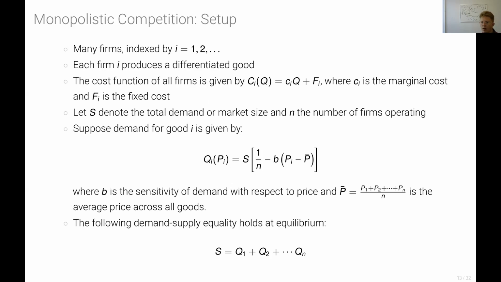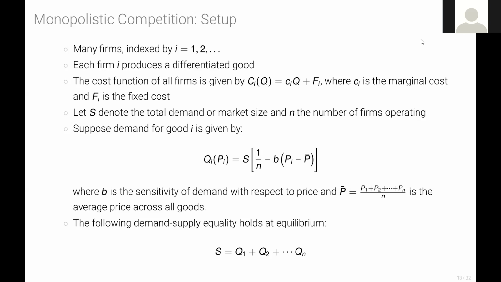What I mean by P bar being the average price across all goods is that, when we go through the steps to figure out a firm's optimal quantity and price, we're going to assume that P bar is unchanged by that firm's decision. We'll see through the math that if firms are homogeneous, the firm will set the price exactly equal to the average price.